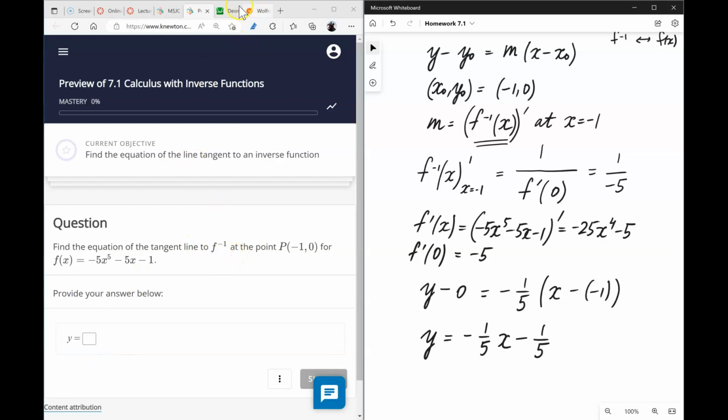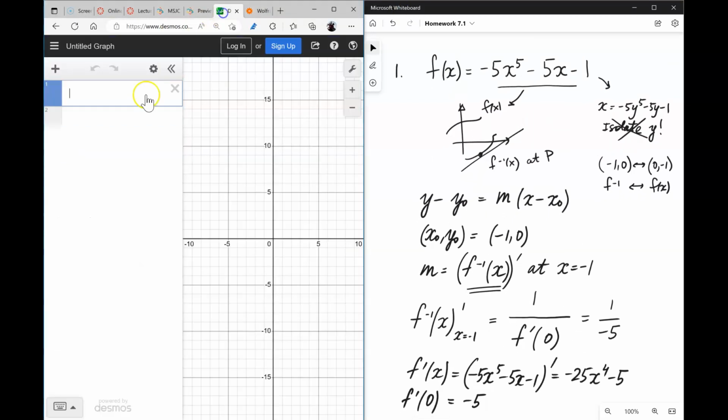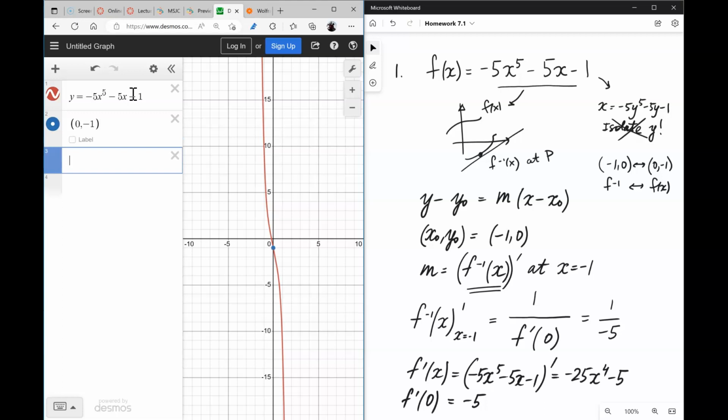And before I input this, I just want to show you how what we've done actually makes sense, right? We can check our work in Desmos easily. So we can graph this equation, y equals -5x to the 5 minus 5x minus 1. We're looking at the point 0, -1. That corresponds to this point, right? Now, the inverse function will look like this. We're just not going to be able to write it explicitly. So the point on the inverse function at which we're looking for the tangent line is the purple one.